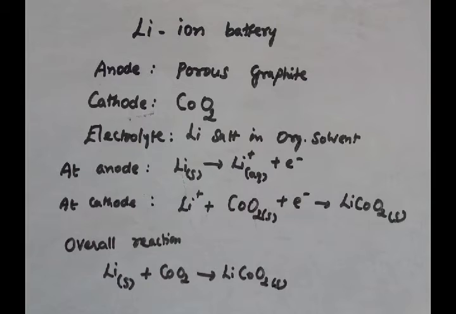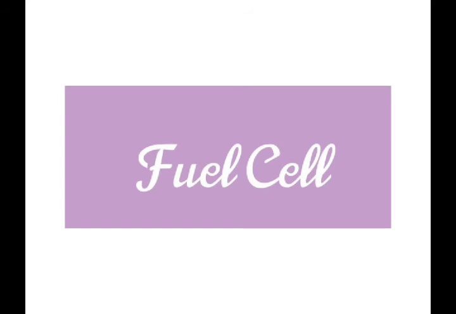Okay. Moreover, these lithium ions move from cathode to anode, anode to cathode, like that it goes on moving. That process we are calling intercalation. This lithium ion battery is used in cell phones, laptops, computers, digital cameras, like that. Okay. After that we are going to see the fuel cell.